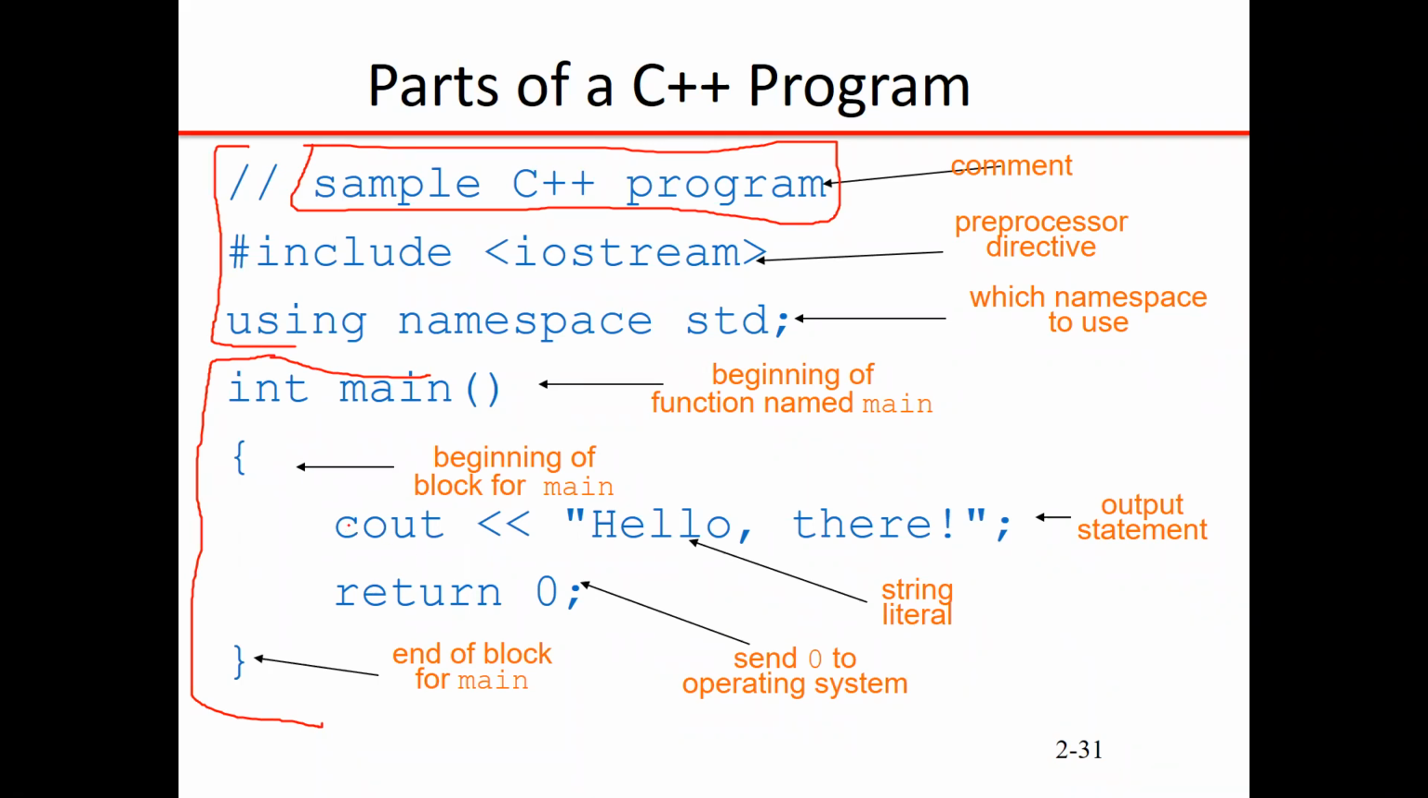Here are the two lines. This is called one statement, cout. Cout is a reserved word. This will show this string. This is a string constant. Cout will output or show this hello there onto my screen. And then return zero, the program will end. So we have only one line here, and this line does nothing, just prints hello there on the screen. So this is called an output statement. Hello there is a string literal, and return zero sends zero to the operating system. We have the end of block, the starting of block, and the beginning function is main. So this is one complete program, and this is the structure of a complete program.